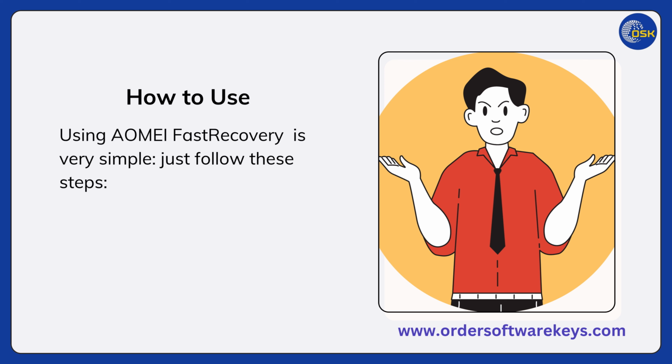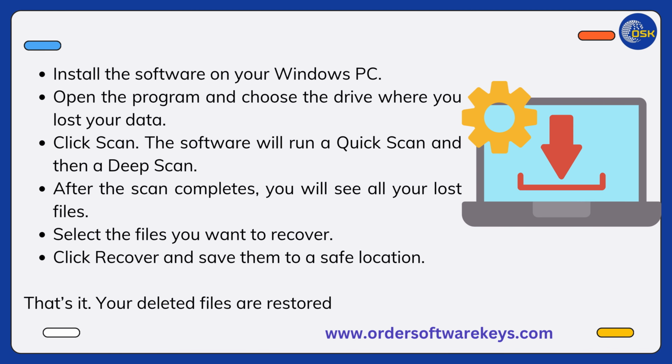Now, how to use AOMEI FastRecovery. Using AOMEI FastRecovery is very simple. Just follow these steps. Install the software on your Windows PC. Open the program and choose the drive where you lost your data. Click Scan. The software will run a quick scan and then a deep scan.